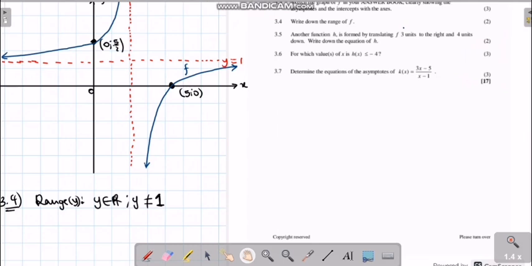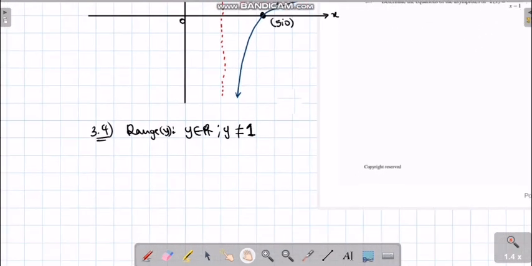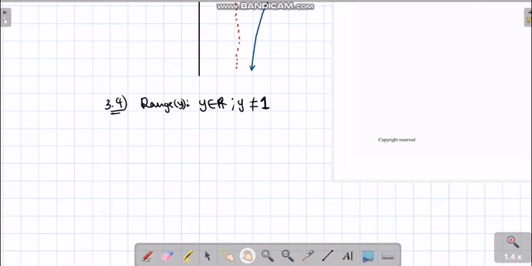3.5: Another function h is formed by translating f 3 units to the right and 4 units downwards. Write down the equation of h. Okay, not a problem. So now let's check. In order to get h of x, what are we supposed to do to f?